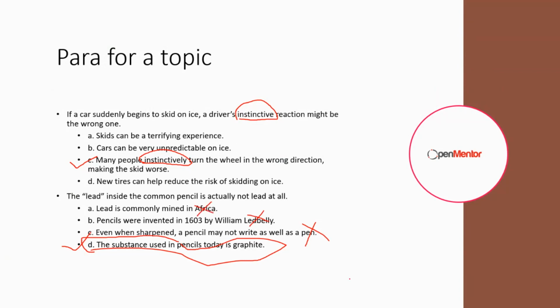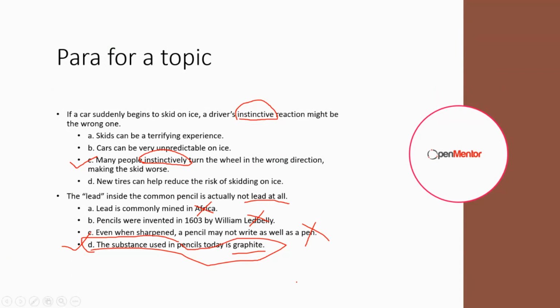Good approach, Sai. You have got the right answer. The answer is D. But I just want you to keep one thing in mind. When the first line ends with, the pencil is not actually lead at all, it will automatically connect to, so then what is the lead? If you see in the options, only D says what is used instead of lead: graphite. Your approach is very good. You are able to eliminate the wrong choices. I want you to just understand the logic behind the right choice. Is it clear?